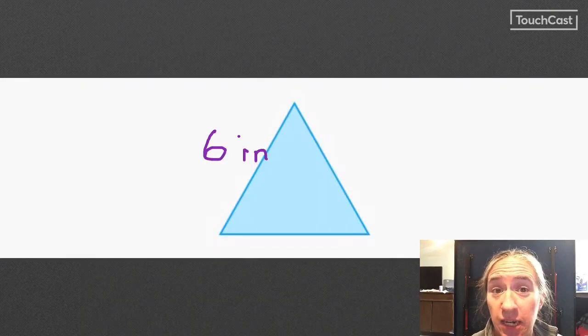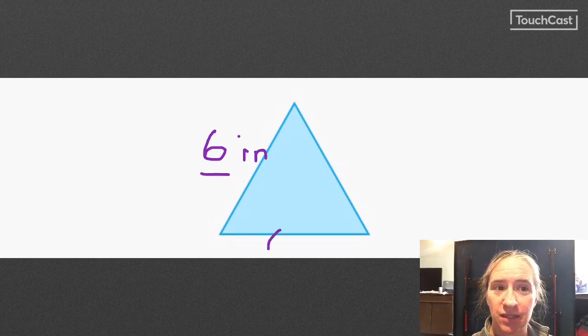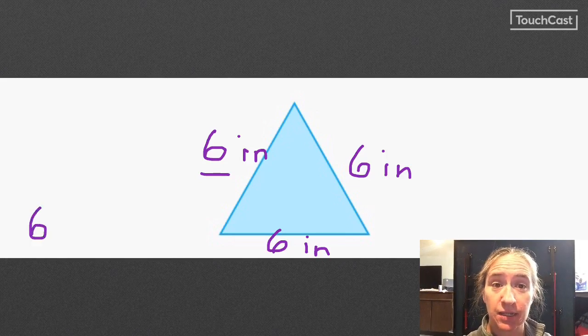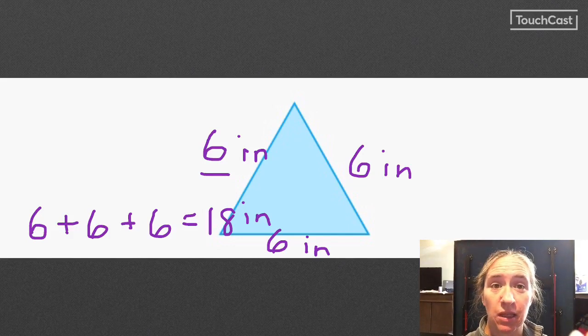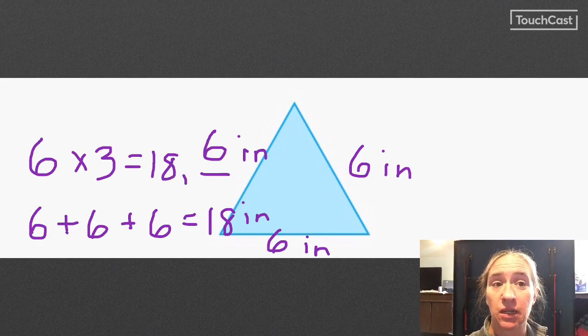Last triangle. This is once again an equilateral triangle. All the sides are the same length. They only gave us one side, but that's okay. It's equilateral, so we know that if this side is 6 inches, this side is 6 inches, and this side is 6 inches. So how can we find the perimeter? Well, we can add 6 plus 6 plus 6, which equals 18 inches, or we can do a multiplication sentence. The length of the side is 6 inches, and there are 3 equal sides, so the perimeter is 18 inches.